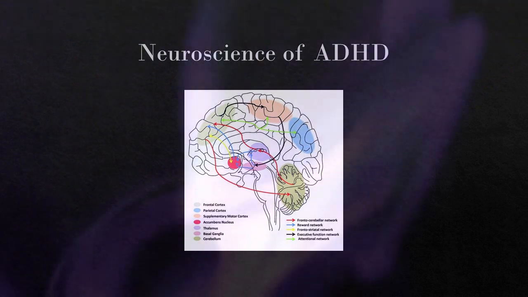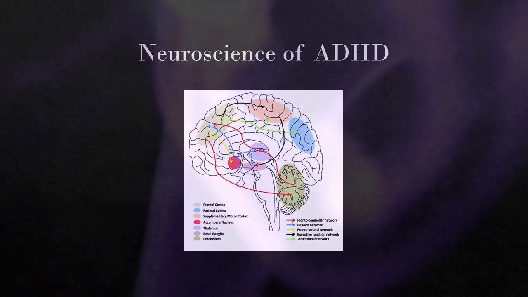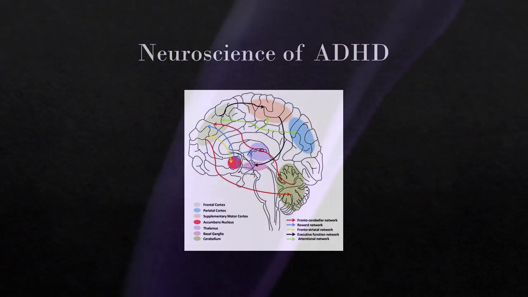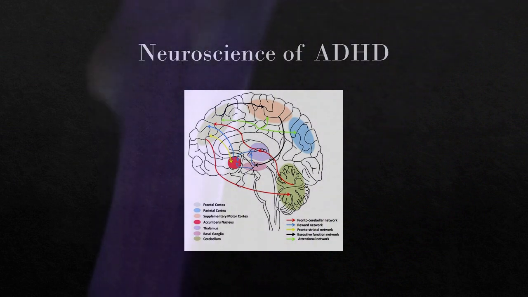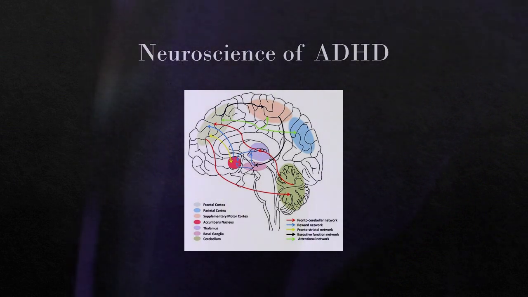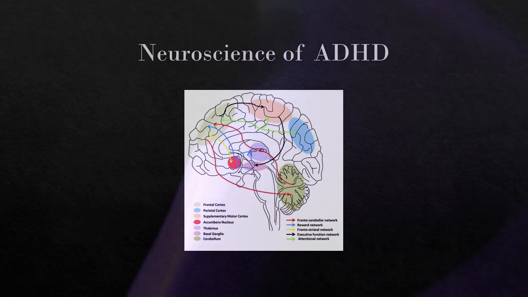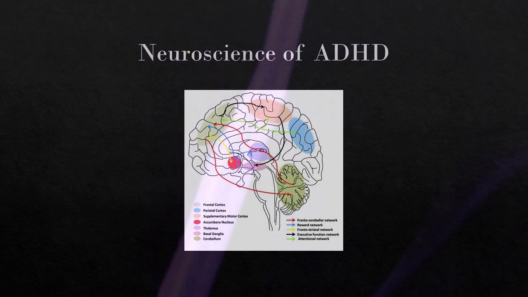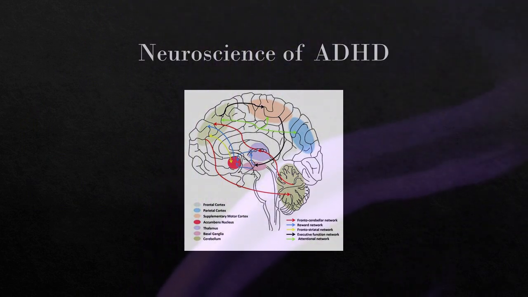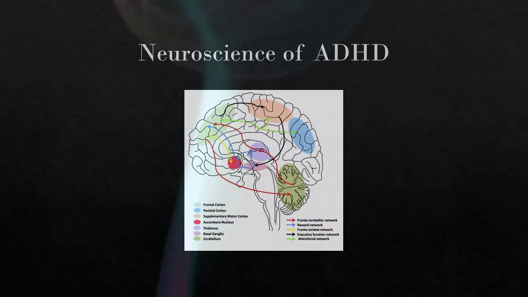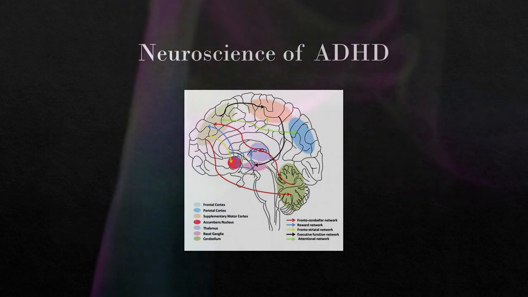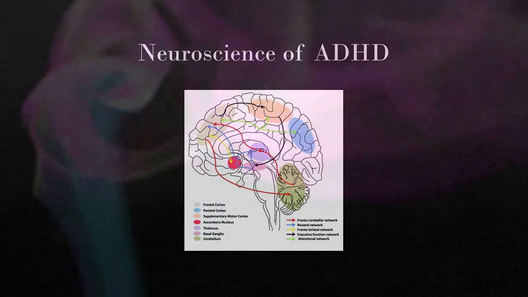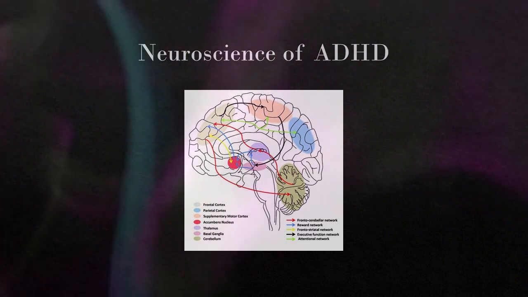There's also what we call the frontostriatal circuitry, and there can be some disruptions in this frontostriatal circuitry that connects the prefrontal cortex to the striatum, so that the interplay that goes on between these parts of the brain can have some disruption.